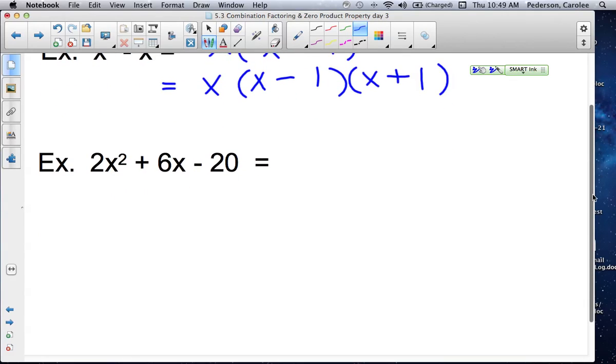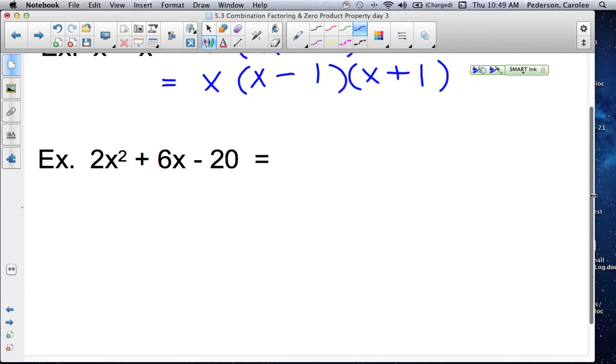Second example. Here is a trinomial. Again, the first thing we want to do is look and see if there is a GCF to pull out, a common monomial with all 3 terms. What can we divide out of that equation? Well, we can divide out a 2. So what I'm left with when I divide out 2 out of 2x squared is x squared. When I divide out by 6x, I'm left with 3x. And the last term, negative 20 divided by 2 is negative 10.